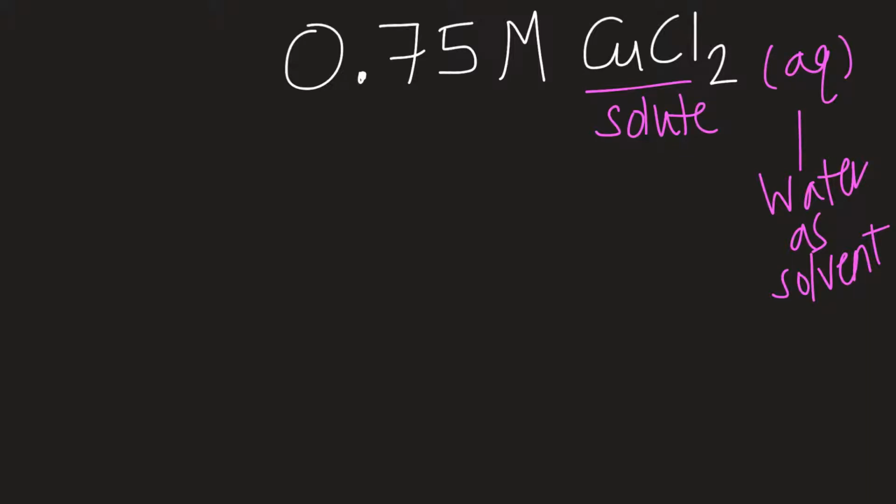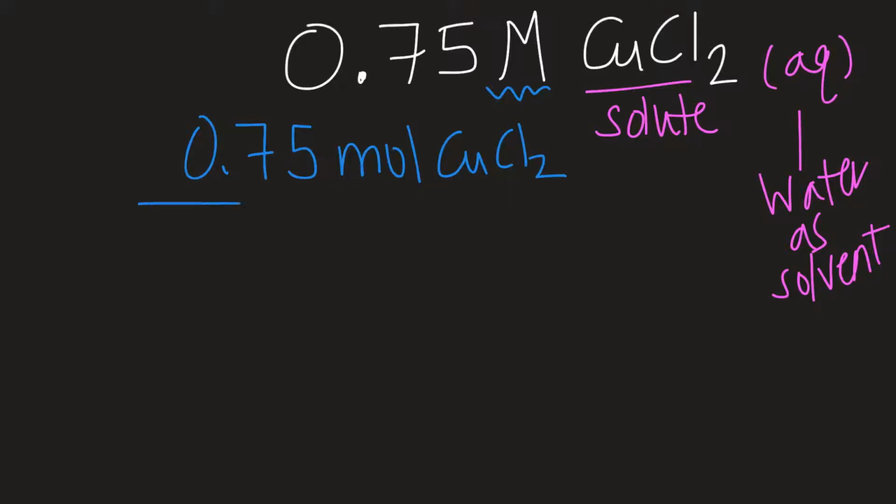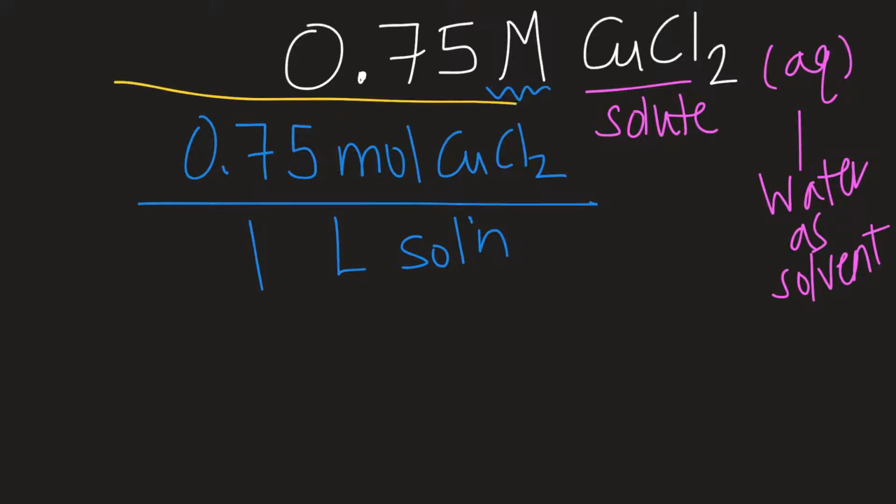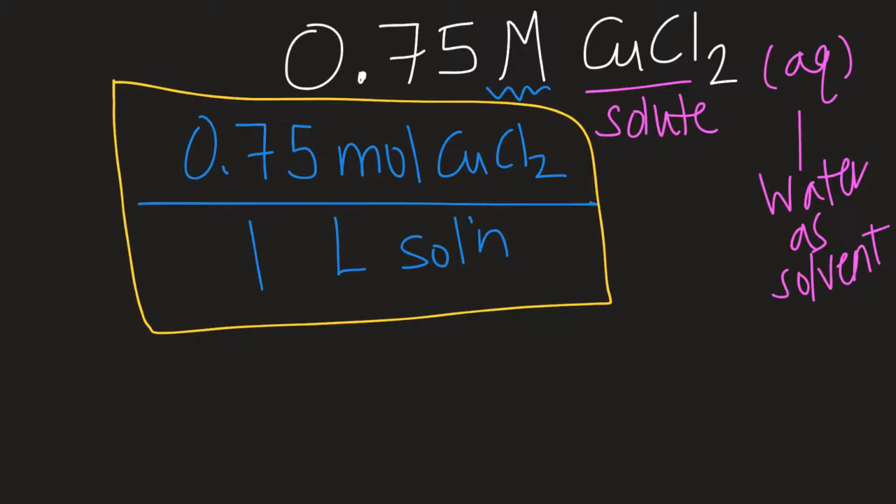So I want to show you that the way you write this, you're going to rewrite this as a fraction. So anytime you see big M, that means molar, you're going to rewrite it as whatever the number is, so 0.75. And then remember, big M means moles of solute. Specific solute here is CuCl2, divided by 1 liter of total solution. Okay, now you can leave off this word solution here, but look at what you just did. You just made a conversion factor out of this molarity.